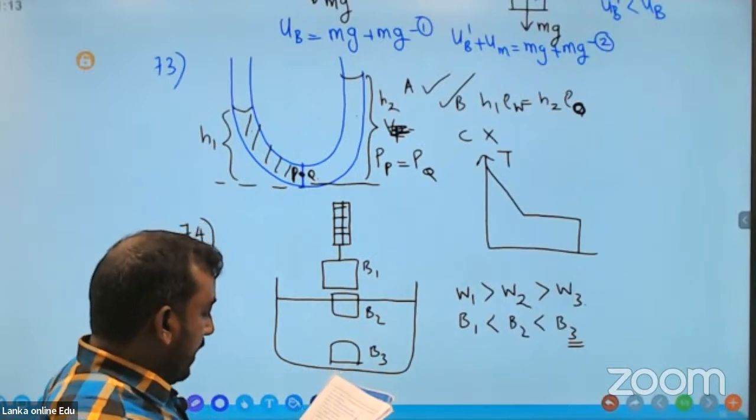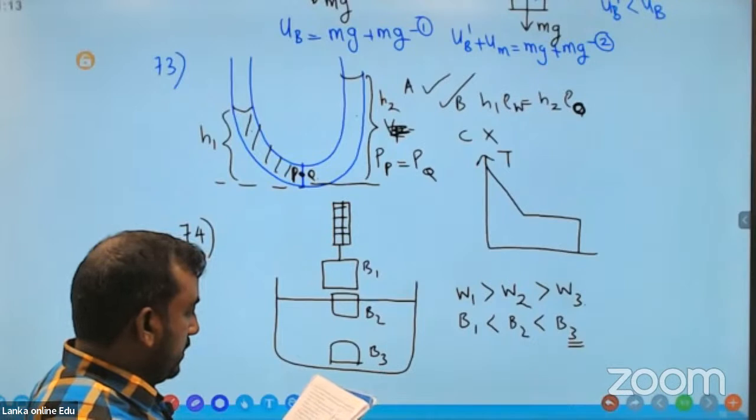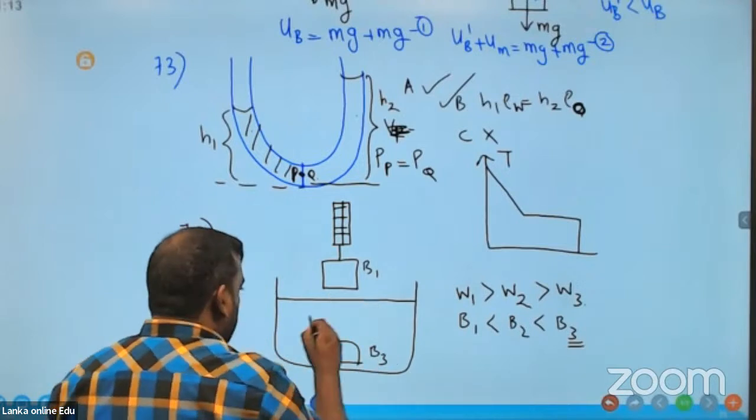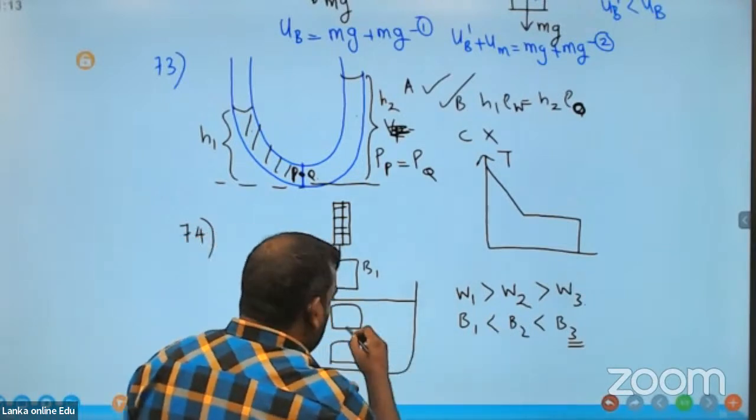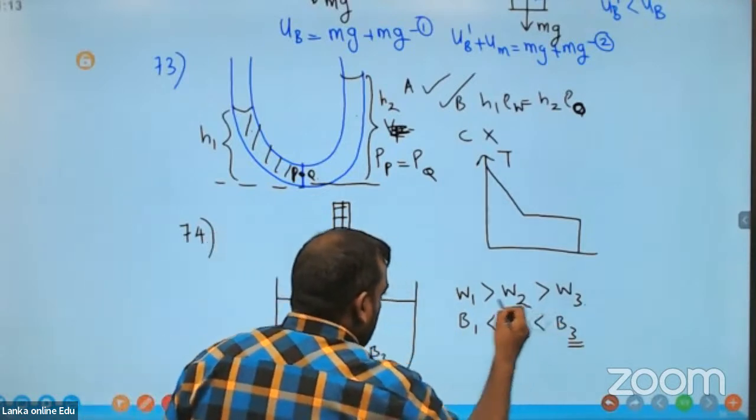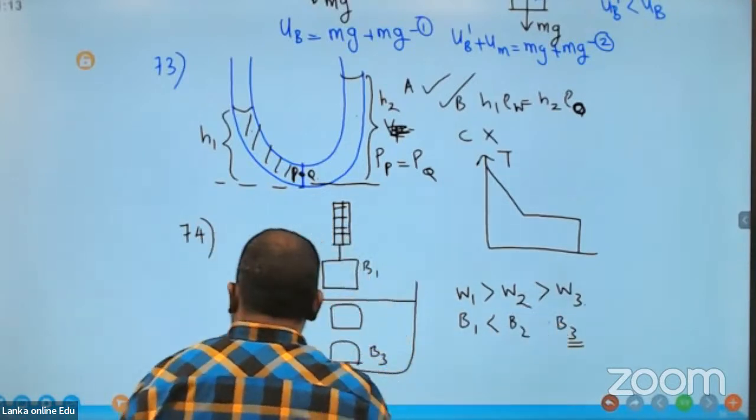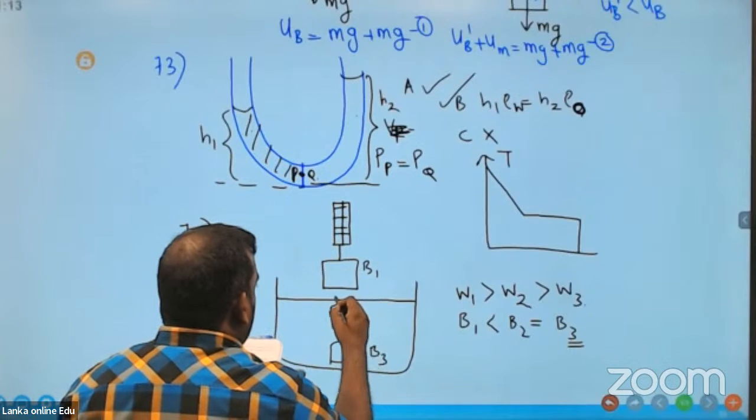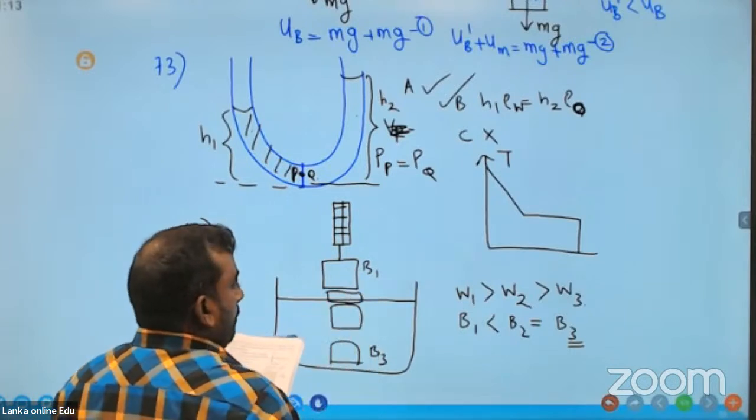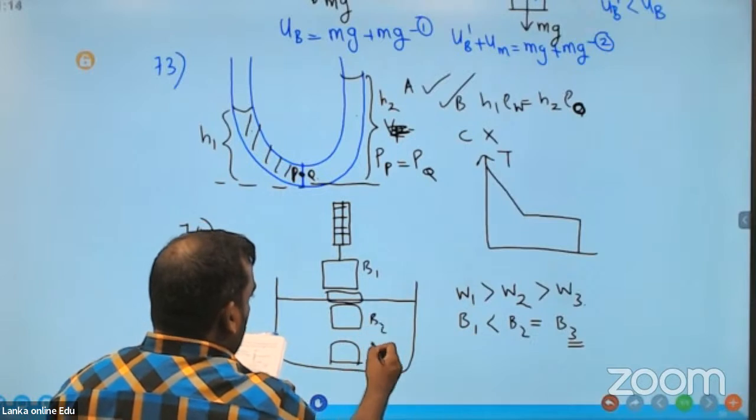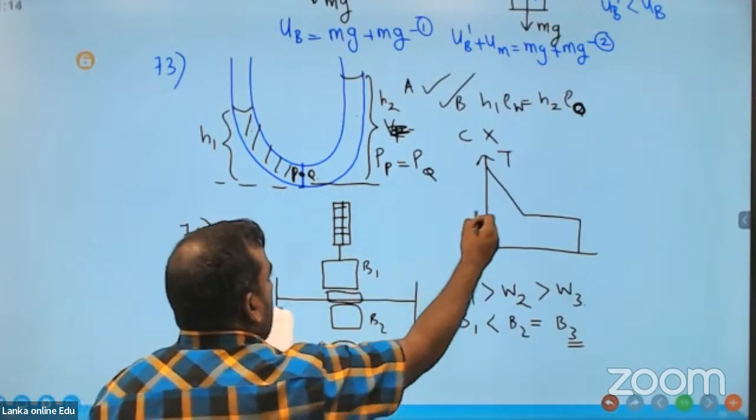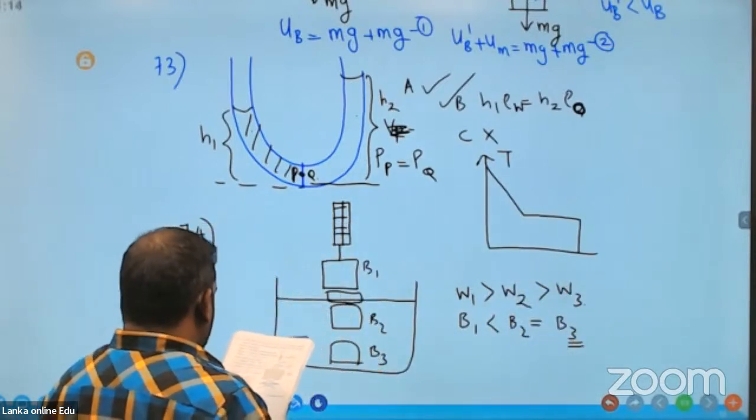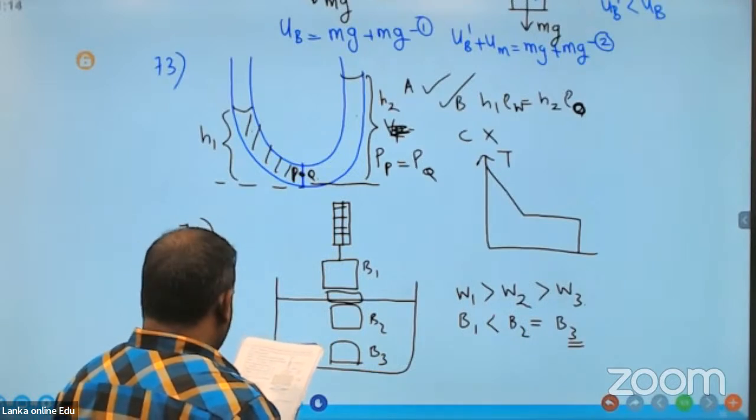So this connection is given where? Fully submerged. That means these two buoyant forces are equal. B1, the block is partially submerged. Partially submerged, fully submerged, B2, B3. Partially submerged, reading is more. Fully submerged, lesser, even lesser. So the correct answer is answer number 5.